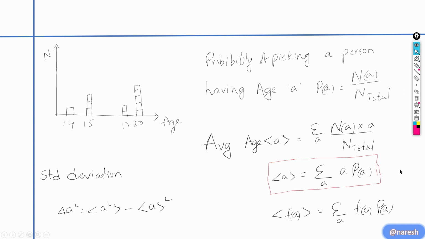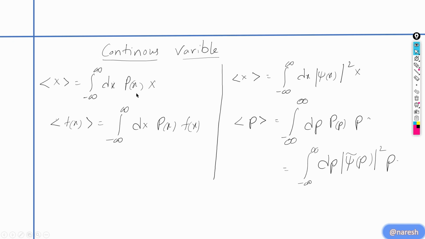Now let's apply this to a continuous variable. Previously we had a discrete variable. Now if we have a continuous variable, we need to use integration. Integration is a beautiful property we have, and it's awesome. We can just replace the sum with the integration and we will get the whole result. Similarly for the function, we just replace it with the integration.